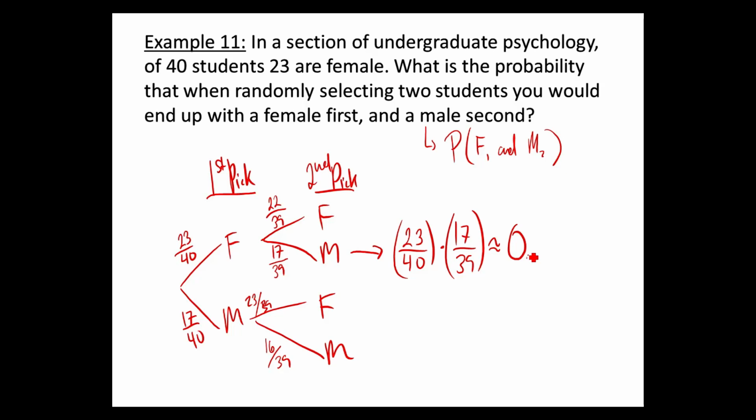0.2506 or 25.1, so 0.251 if you round it. Anybody else get that? 23 divided by 40 times 17 divided by 39. Any other takers? 0.251 if you round it to 3 places. Cool. There you go.